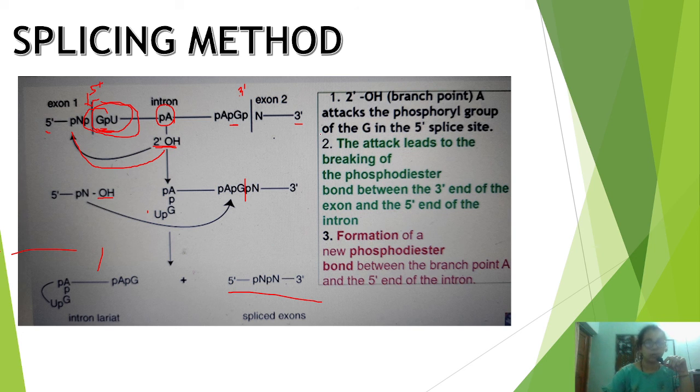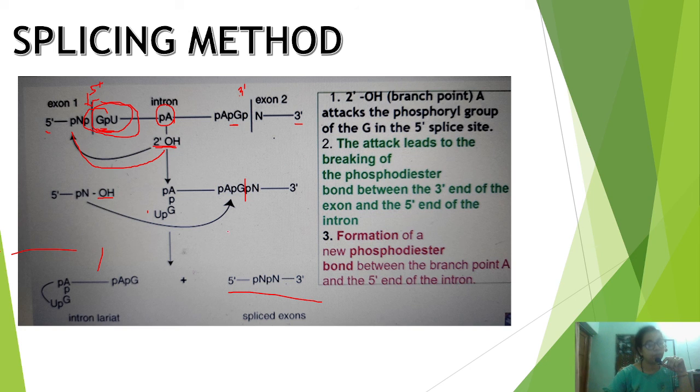Now let's understand the theory. The 2' OH of the branch point adenine attacks the phosphoryl group of the G at the 5' splice site, as I have already told you. The attack leads to the breaking of the phosphodiester bond between the 3' end of the exon and the 5' end of the intron. As you know, phosphodiester bonds are present, so this bond will be broken down. As a result, an OH will be formed. A new phosphodiester bond forms between the branch point A and the 5' end of the intron.